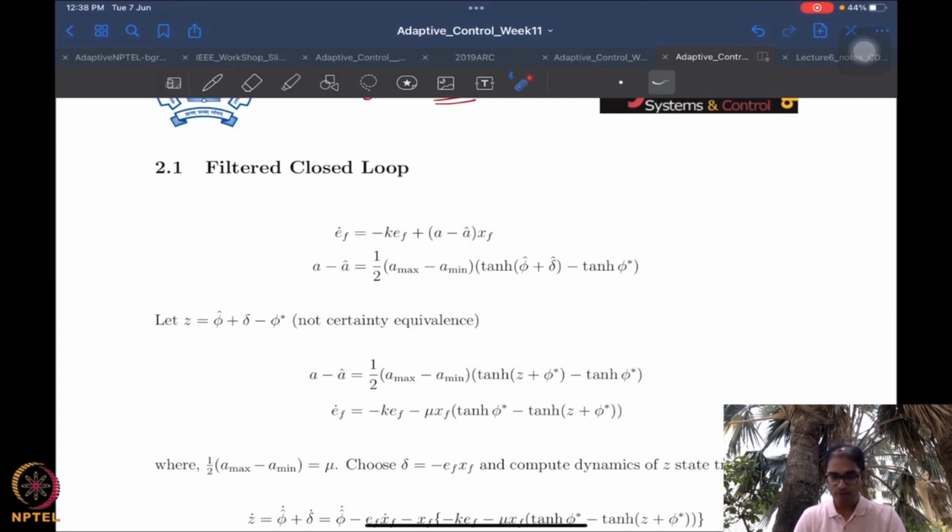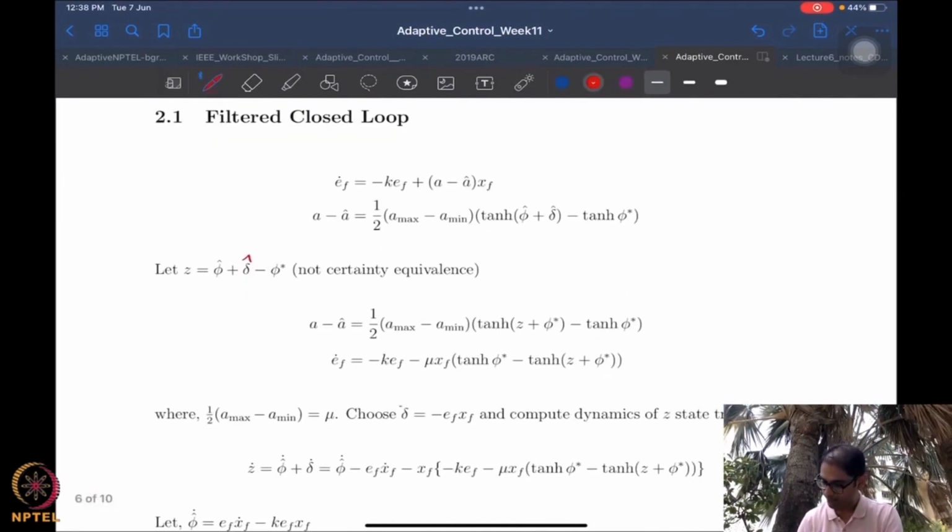Now we define a variable, a sort of parameter error, as Z. We use a different notation here and not the tilde notation because this is not certainty equivalence. Z is defined as phi hat plus delta hat, because we are using hats everywhere, this should be a hat, minus phi star. So this is your parameter error, if you may.